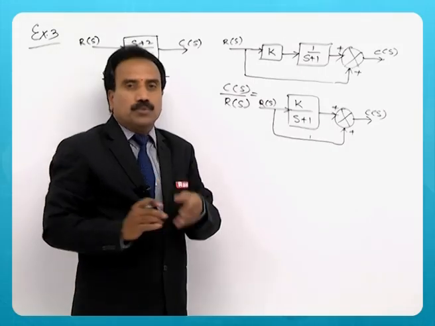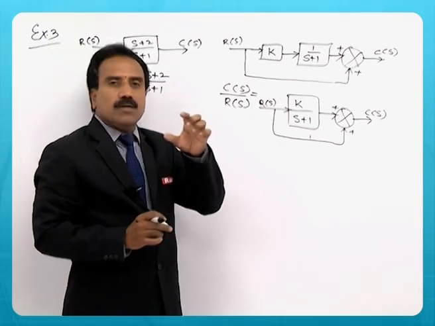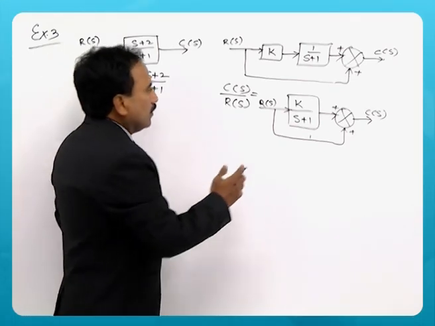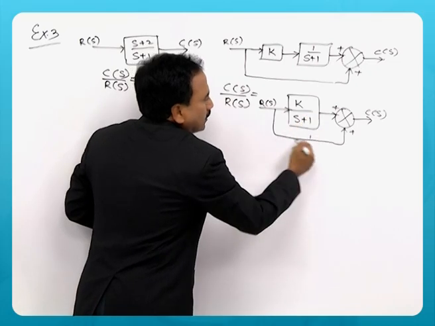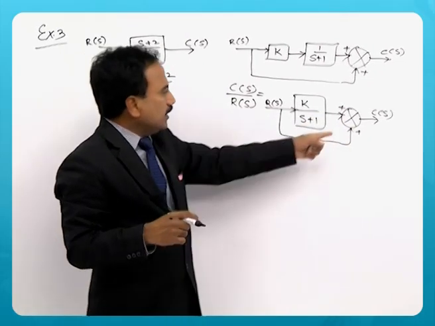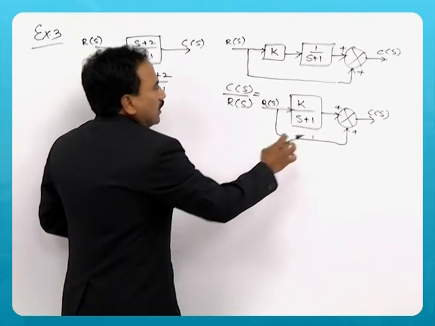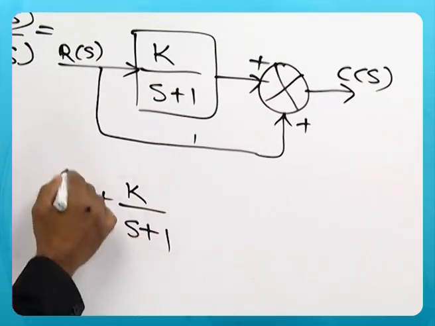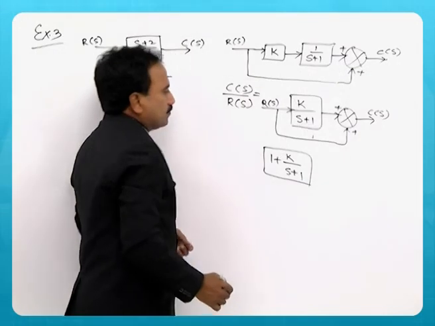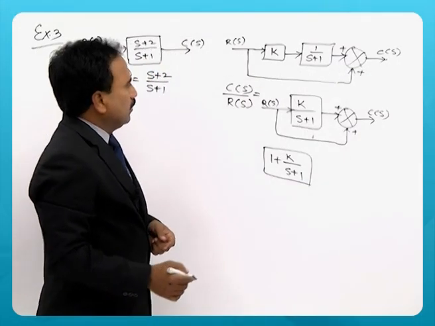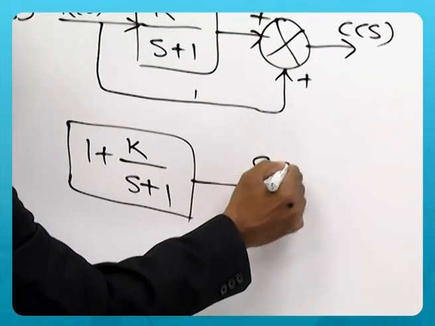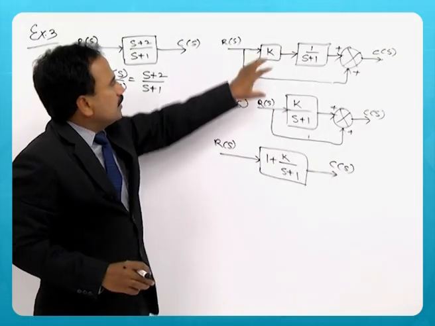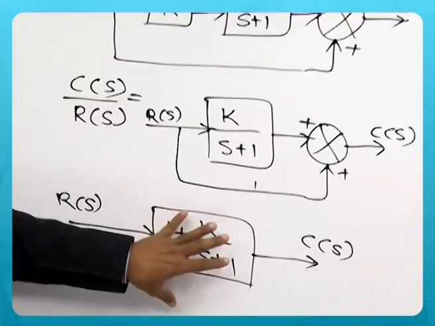So now rule 2, what is that rule 2? When two or three blocks are in parallel, the resultant will be the sum. So you can see that this is one path, this is another path, both are in parallel, meeting at the summing point, and so the resultant of this will be 1 plus K by S plus 1. This is C of s, this is R of s. So this diagram is simplified into this diagram.